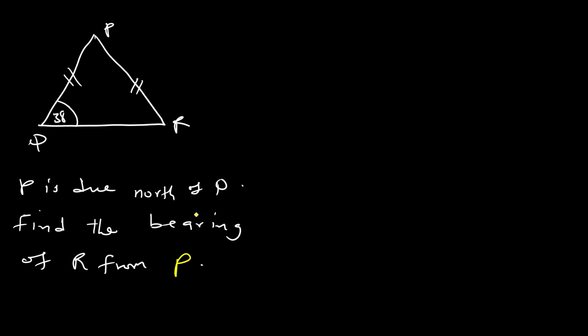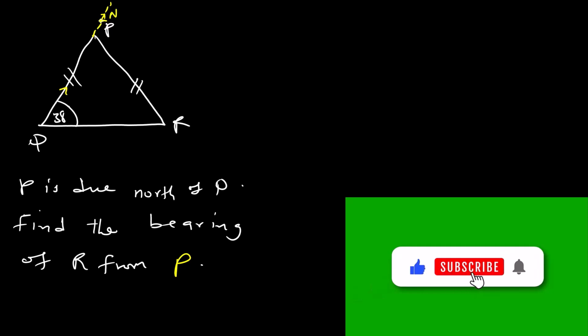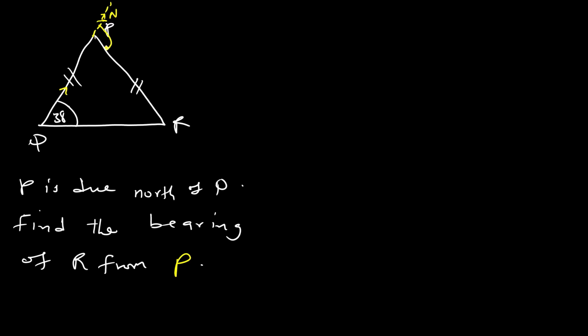Alright, so it is given that P is due north of Q. So due north of Q, this is our north. That is for P. That is the statement. Find the bearing of R from P. So P is the starting point. So I will start from P here and rotate clockwise to meet R. So we want to find this side.